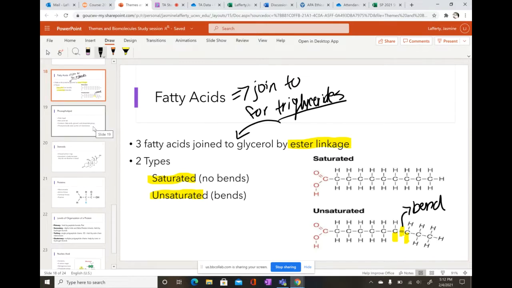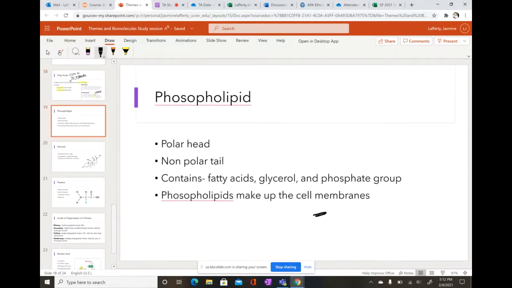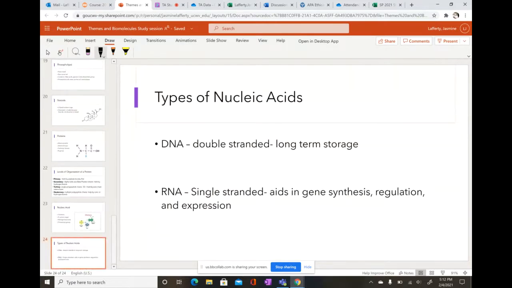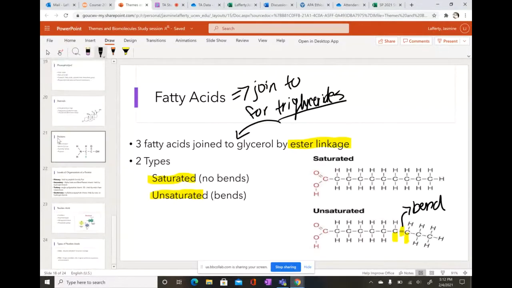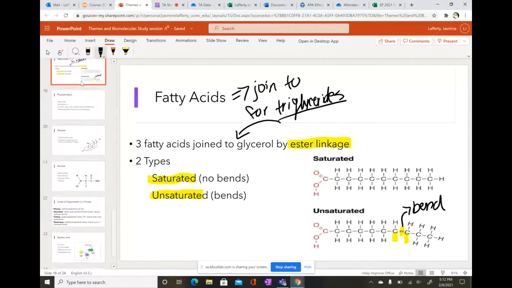Okay, so unsaturated kind of means, like, I think of broken, because it looks kind of broken. It doesn't look straight. It doesn't look pretty like the other one does.